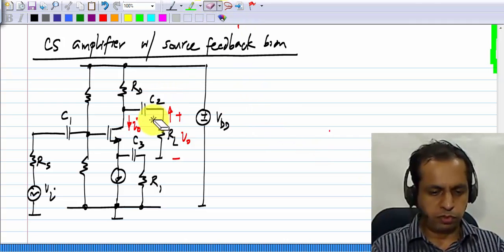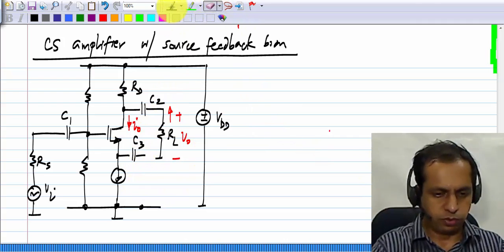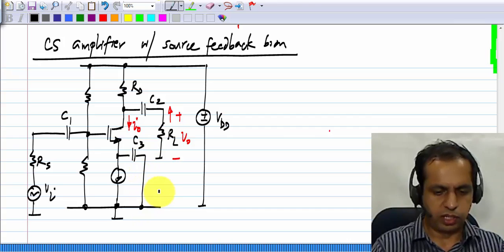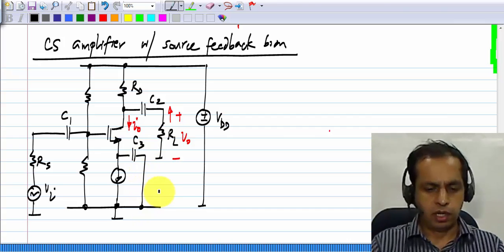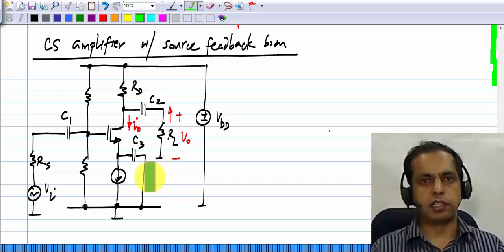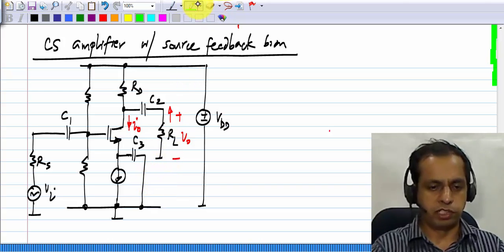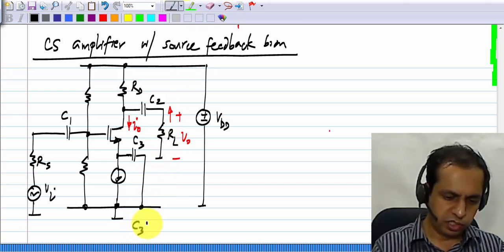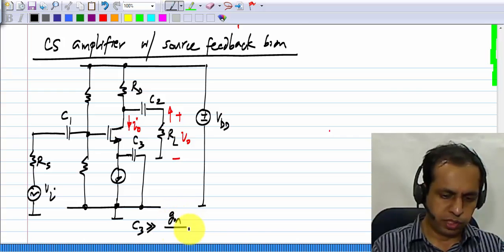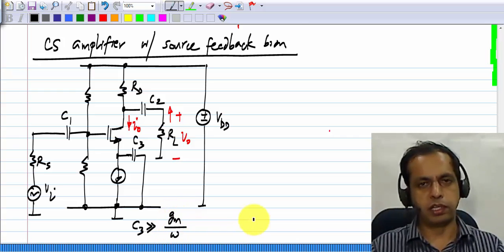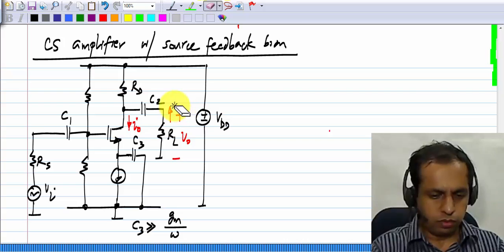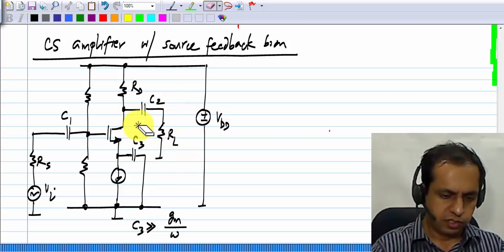What did we have in that case? The only difference between this and that circuit was this R1 was not there, it was short circuited, and C3 was connected directly to ground. You choose C3 such that its reactance is much smaller than 1 by Gm. In other words, C3 is much greater than Gm by omega, where omega is the signal frequency. Now we know the results for this case.